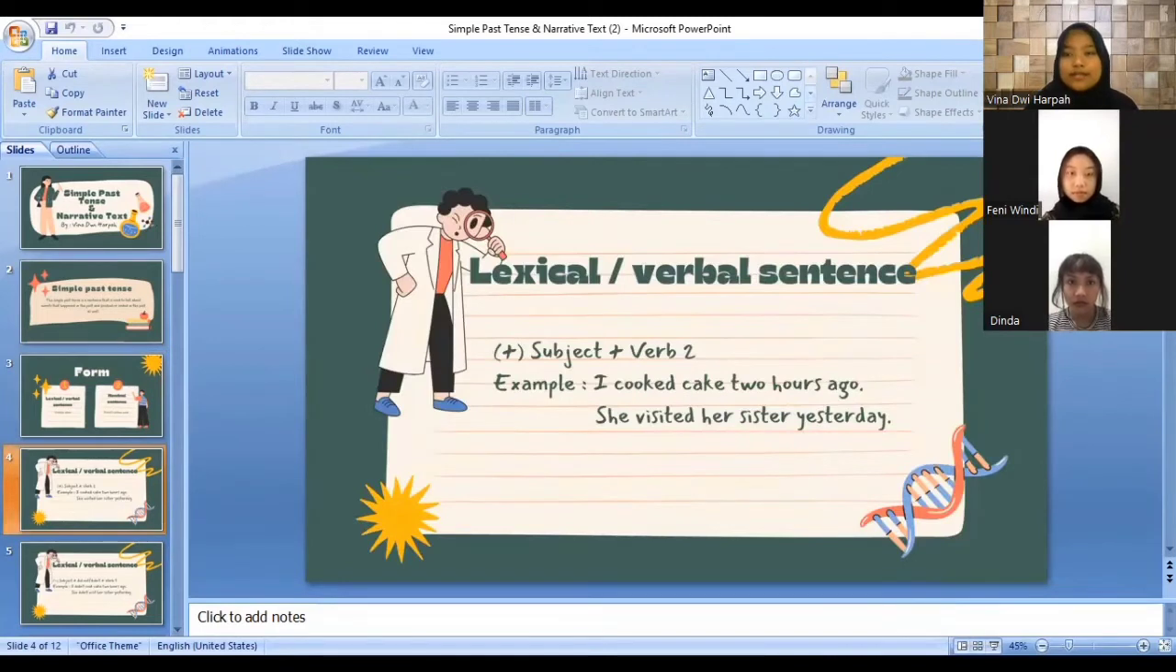In the lexical verbal sentence, the positive sentence form is subject plus verb 2. Example, I cooked cake 2 hours ago. So I is subject and cooked is verb 2. You can find verb 2 in the middle of the dictionary. Okay. In the middle of the dictionary, you can find regular and irregular verbs. So 2 hours ago is adverbial of time.